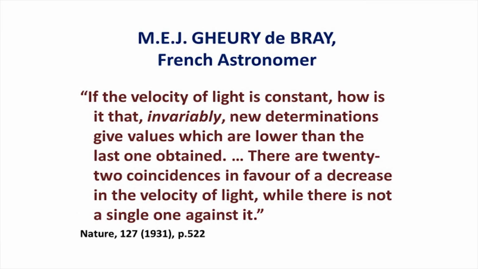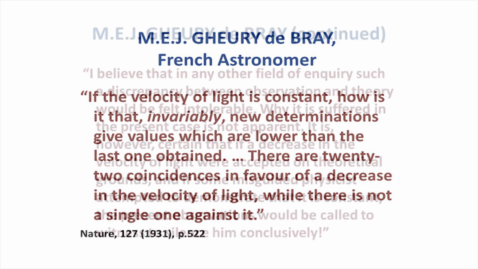In 1931, the French astronomer Émile Goury-Debray wrote in the science journal Nature, quote, "If the velocity of light is constant, how is it that, invariably, new determinations give values which are lower than the last one obtained? There are 22 coincidences in favour of a decrease in the velocity of light, while there is not a single one against it." End quote.